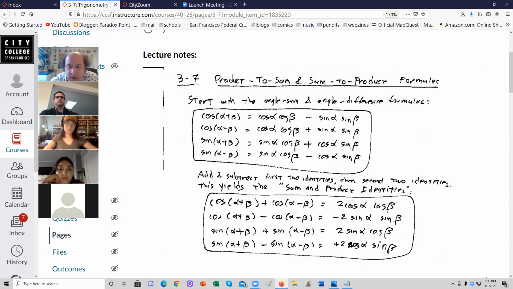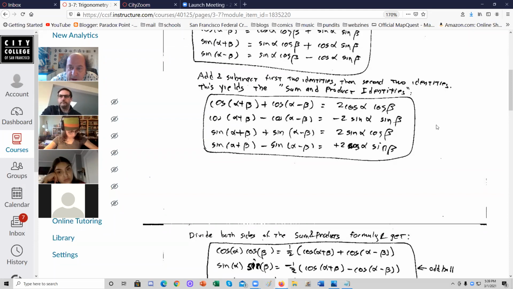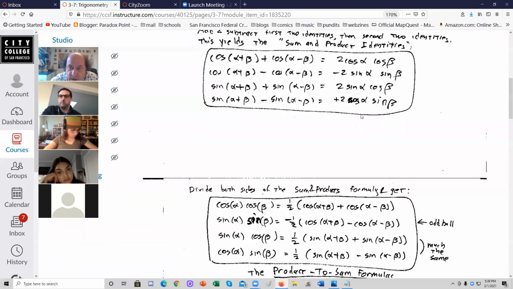The thing is, you can then turn it into 2 separate sets of identities, the product to sum identities and the sum to product identities. To get the product to sum identities, take all these and divide throughout by 2, by -2, by 2, and by 2. Put these on the left. So cosine alpha cos beta equals 1/2 of cosine of the sum plus cosine of the difference. Dividing by -2, we get that sine alpha sine beta equals minus 1/2 of cosine sum minus cosine difference.